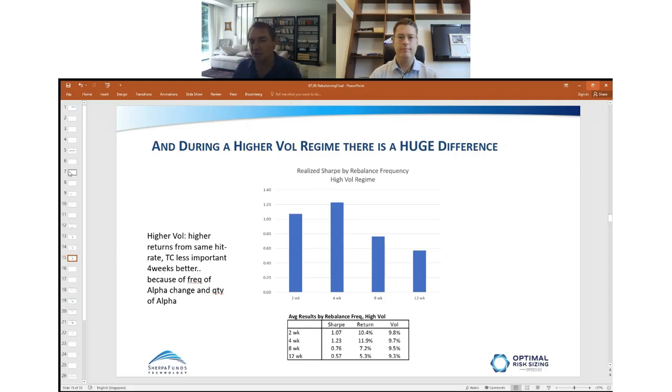The intuitive thing might be, oh, we've got higher vol, we should rebalance much more often. Actually, it interacts in a little bit more subtle manner with the other drivers of your portfolio, how much alpha you've got and how often your view changes.